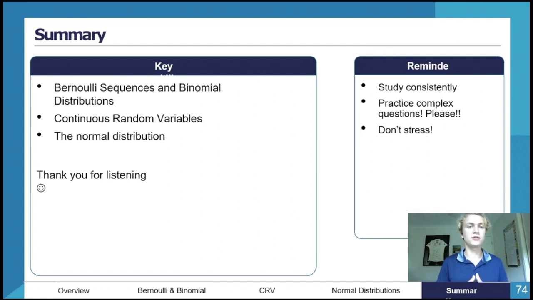Okay. So yeah, the things we went over today: Bernoulli sequences, binomial distributions, continuous random variables, normal distribution. Some reminders: if you're in methods, you are smart. So if you study consistently, practice those complex questions, stretch your understanding, and try and be as relaxed as possible. If that means limiting caffeine intake, that's necessary. You will do well on the external exam. Believe me, it is relative to work. It's directly proportional to the amount of effort you put in.